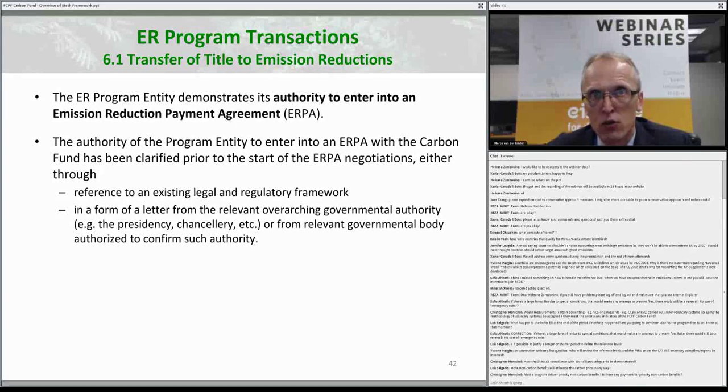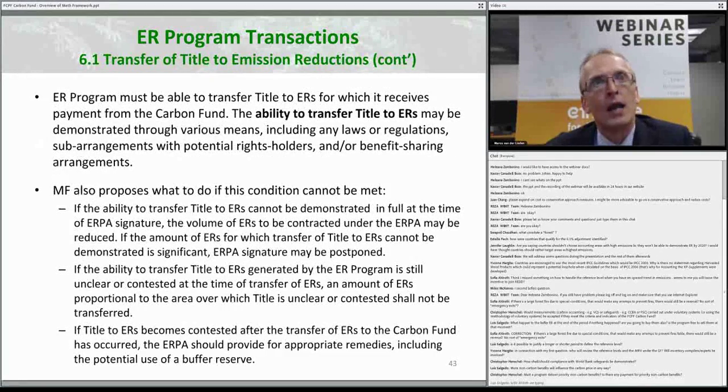Then the second step is that you then need to be able to show that you have the right to transfer the title and receive the payments. And that can be through different means as well, and it really depends on the legal situation in your country, who has the original title to emission reductions. Is that the people who own the land? Is that the people who do the activities? Is it the government, etc.?